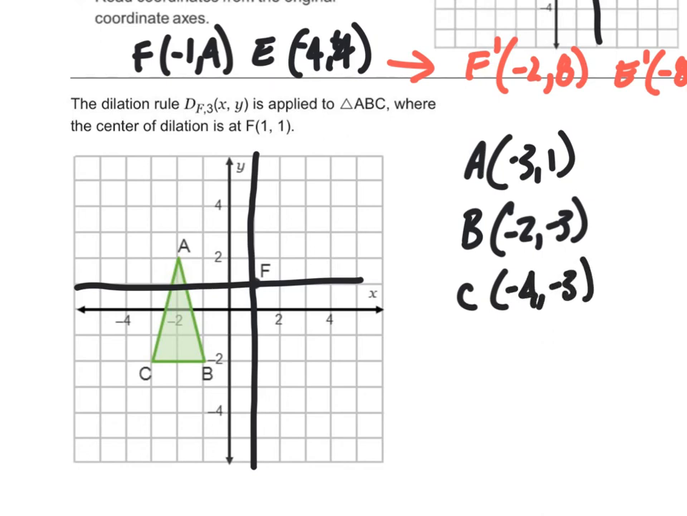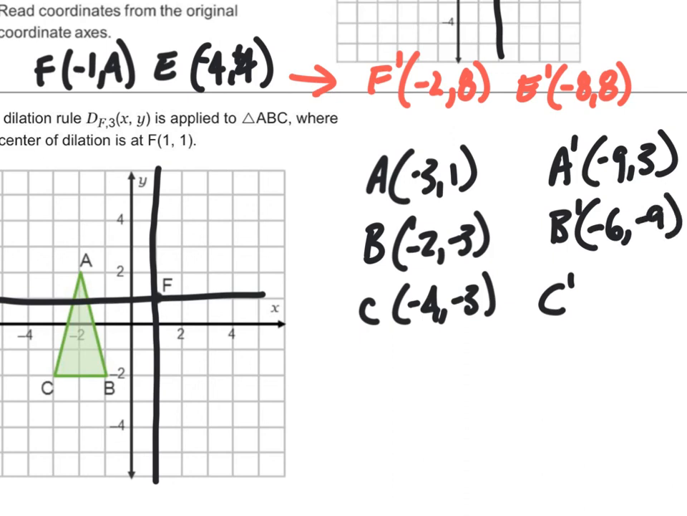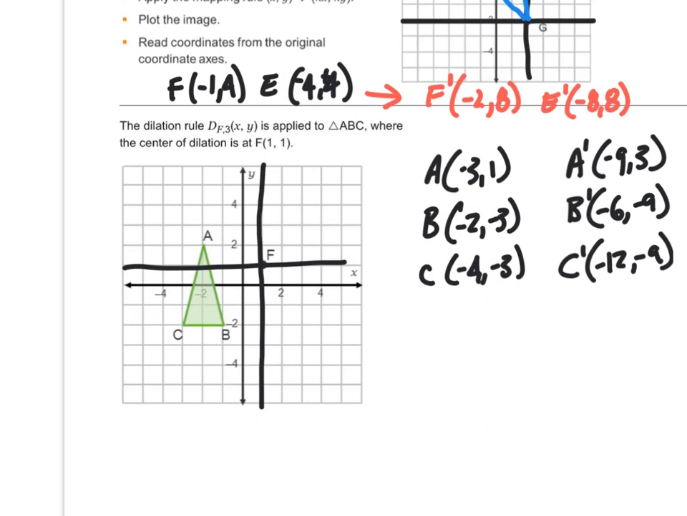What I want to do is get my new points: A prime, B prime, and C prime. If I multiply each of these by 3, A prime is going to be negative 9, 3. B prime is going to be negative 6, negative 9, multiplying each by 3. And then C prime is going to give me negative 12, negative 9.